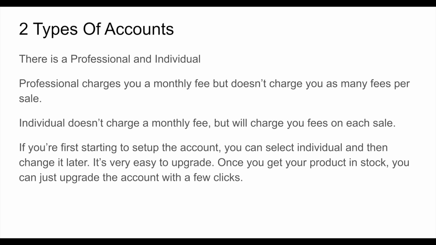If you're first starting to set up the account, you can select individual and then change it later. It's very easy to upgrade. Once you get your product in stock, you can just upgrade the account with a few clicks. So this is something that you need to decide what you want to do initially. I personally just went for professional. It's $39.99 at the time when I signed up, and this basically charges you a monthly fee.